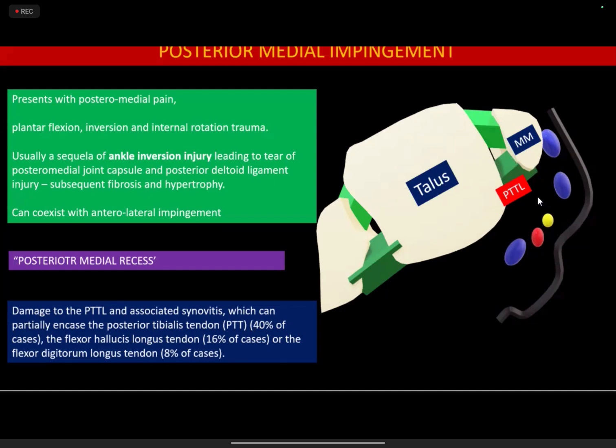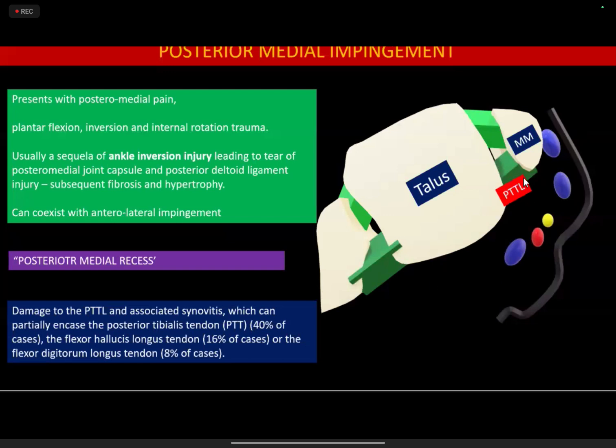This happens due to an ankle inversion injury in which there might be injury to the posterior tibio-talar component of the deltoid ligament. So we have seen the anterior medial impingement in which the anterior tibio-talar portion of deltoid ligament is injured. This is, on the contrary, injury to the posterior tibio-talar component of the deltoid ligament. And the recess, we'll talk about the recess in some time. The recess is basically formed by the posterior medial joint capsule. We have the neurovascular bundle and flexor hallucis longus tendon here.